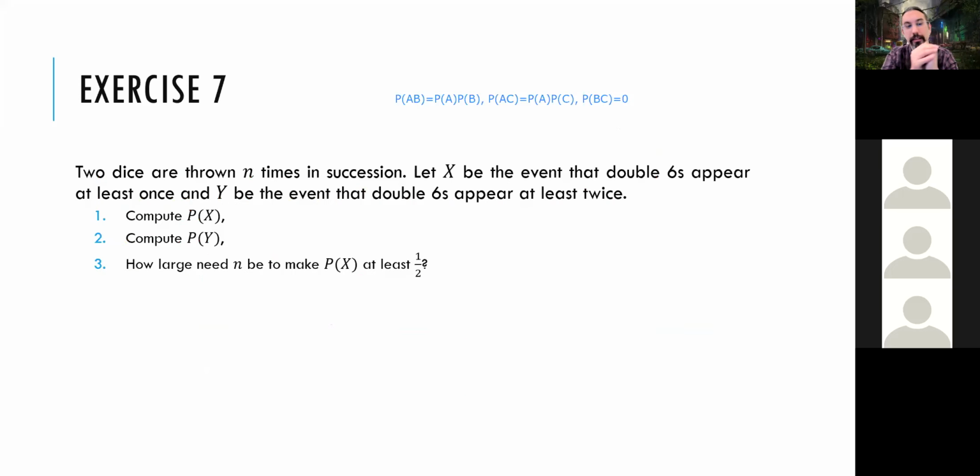And the last exercise. This is actually a question from one of the assistants, which I loved, by the way. It was a very nice question, I think. We'll see. 2 dice are thrown n times in succession. Let x be the event that double sixes appear at least once, and y be the event that double sixes appear at least twice. Compute P(x), compute P(y). How large n need be to make P(x) at least 1/2?